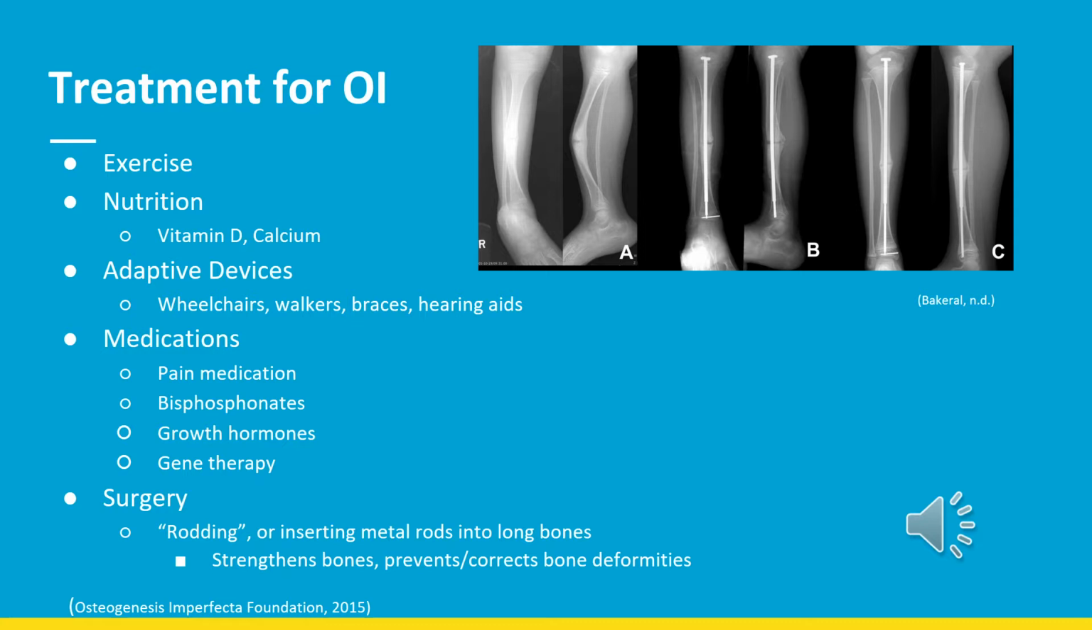Bisphosphonates is a class of drug that prevents the loss of bone density by inhibiting osteoclasts and is very effective in treating OI. Surgical procedures such as rodding is used to prevent or correct bone deformities and strengthen the bones by inserting a rod into the long bones. Other surgical procedures include correction of bone deformities, spine stabilization, and surgery to the small bones in the middle ear to improve hearing.